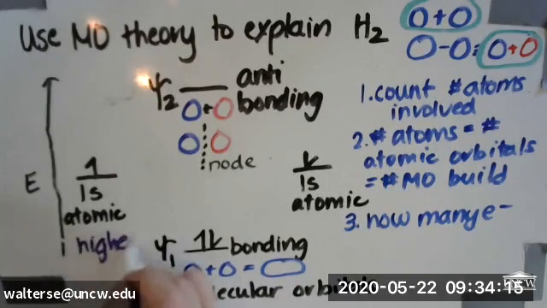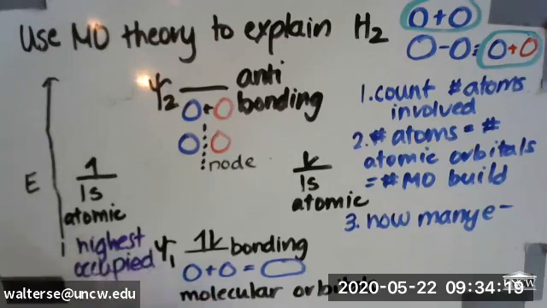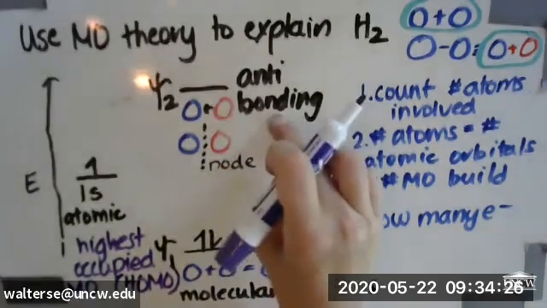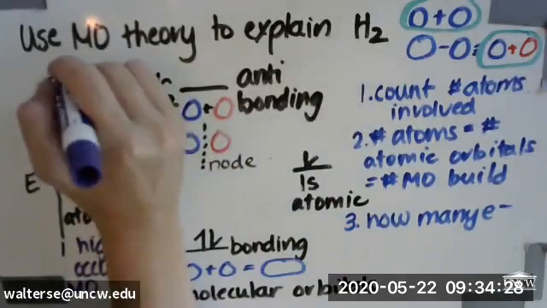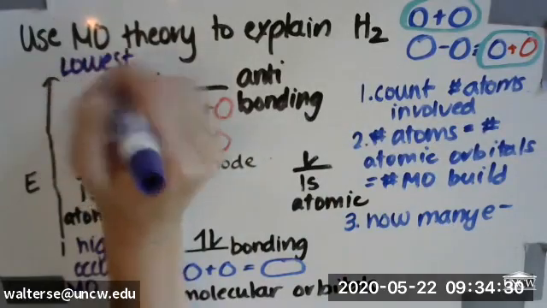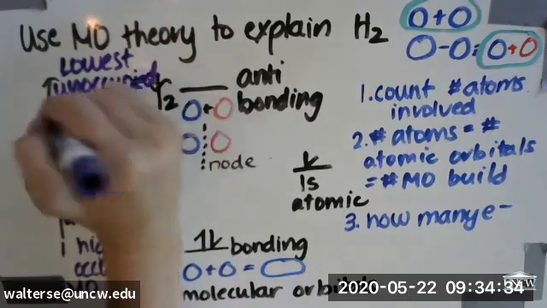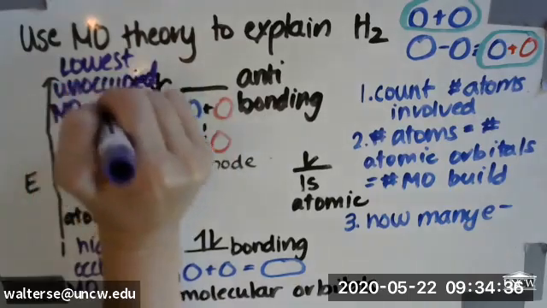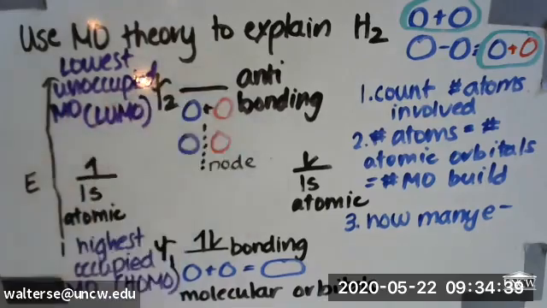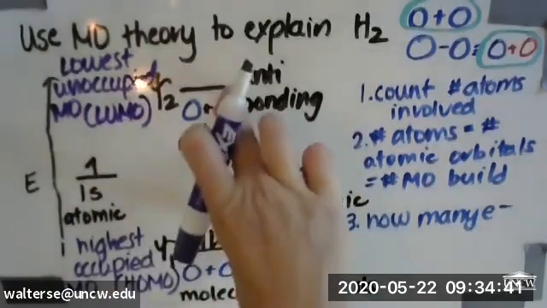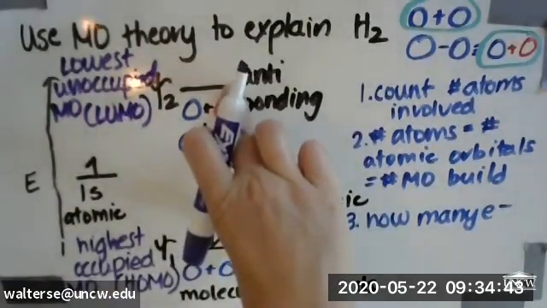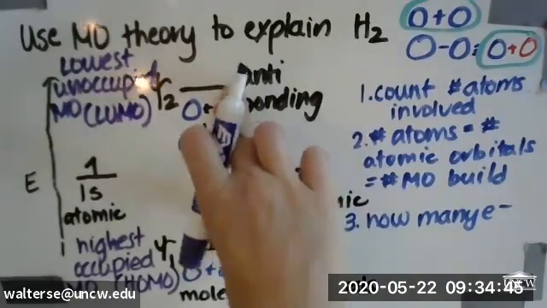occupied molecular orbital. So we call it the HOMO. Okay. This one up here is the lowest unoccupied molecular orbital, and we call it the LUMO. Okay. The space between them is called the HOMO-LUMO gap.